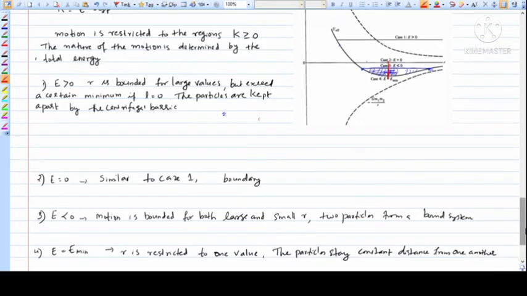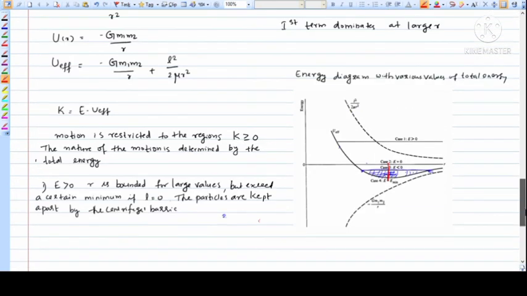So this is about planetary motion. This is the curve for U effective. This is the sum of these two dotted curves. This is the curve for U effective, and we have studied different cases of energy values, which determine the motion of the particles.